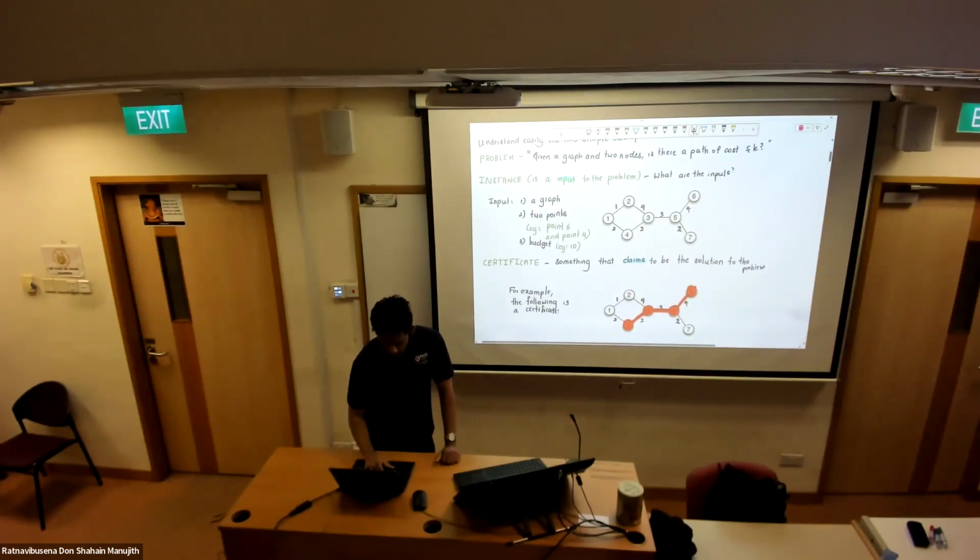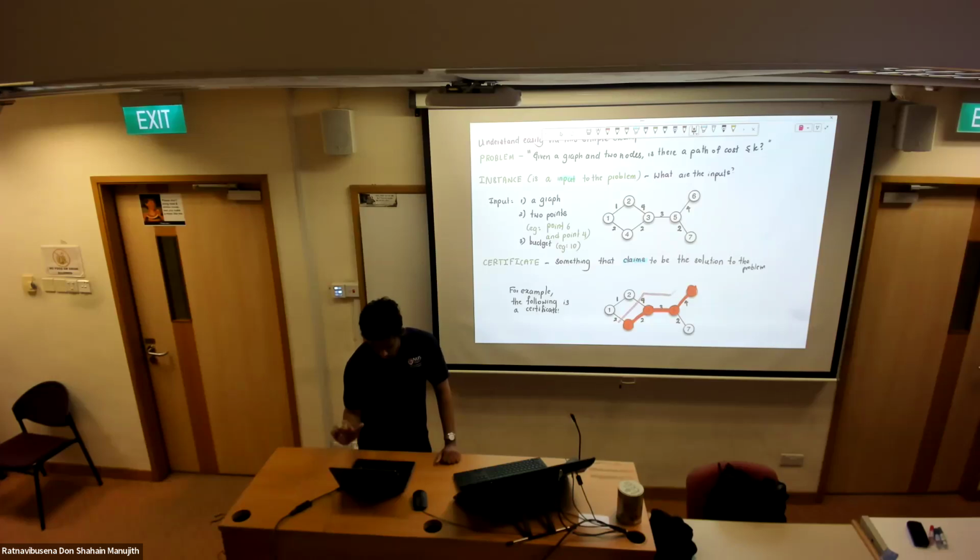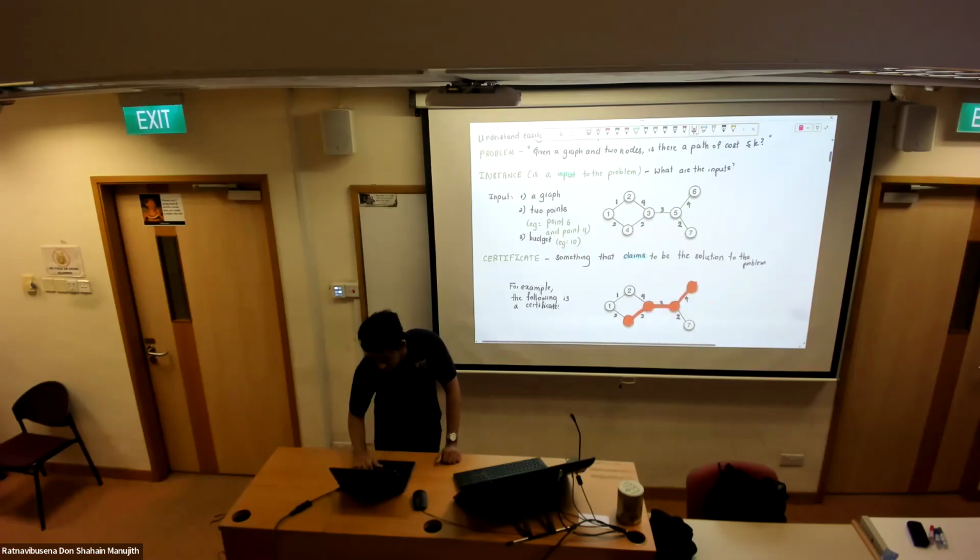Suppose the two points are 4 and 6. We need to find a path from 4 to 6 whose cost is at most the budget, which is 10. For example, we can go like this: 4, 3, 5, 6. The cost would be 2 plus 3 is 5, 5 plus 4 is 9. So this path costs 9 and our budget is 10. This is what we call a yes certificate, a certificate that proves that the problem is a yes instance.